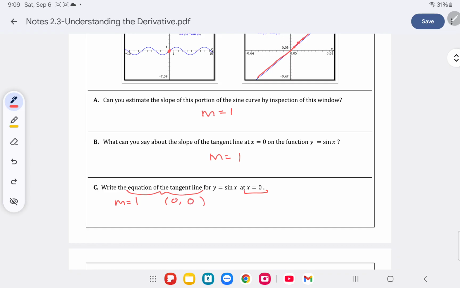Or we could plug that into the function sine of x. Sine of 0 is 0. That's another way we can get that y value. So the equation in point-slope form would be y minus 0 equals 1 times x minus 0, or just the line y equals x.